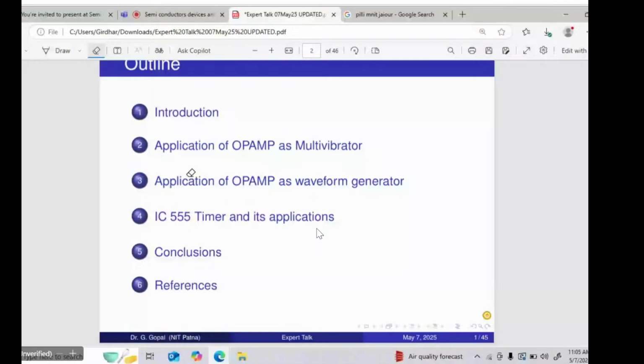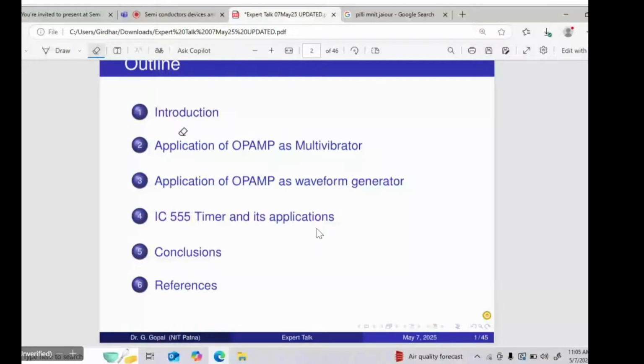These are the contents of my presentation: introduction, and for discussing the multivibrator we will use an op-amp. A multivibrator can be designed using BJT, operational amplifier and CMOS also. Since in the previous lecture you studied the op-amp, I will discuss the multivibrator using op-amp so that it helps you understand the basics. After that we will discuss timers and their applications, and how we can use a 555 timer as an astable multivibrator.